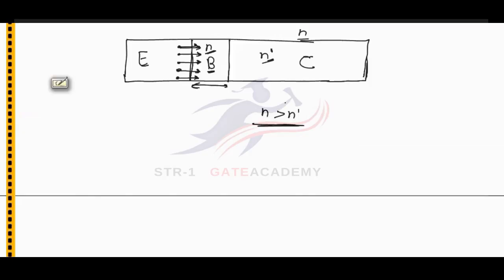If N is greater than N dash, so we can see that if we move from base to collector with a distance x, there will be change in electron concentration. So concentration gradient will be created. If concentration gradient is created, then only these charge carriers will diffuse to the collector.